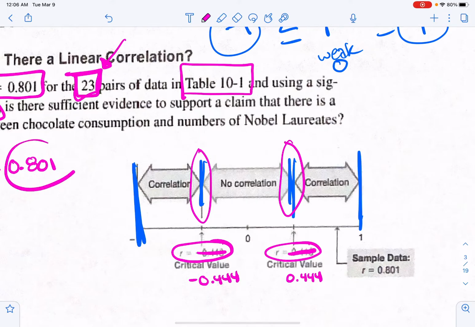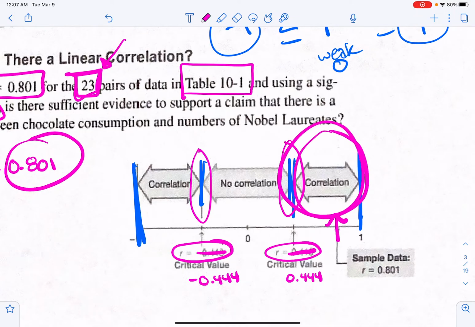0.801, still is going to live in the correlation section. So normally we would not assume that chocolate consumption and Nobel Prize winners would have a linear correlation, like the more chocolate you consume, the higher chance you have of winning a Nobel Prize. That's kind of how that works. But they are saying in this case there is a positive correlation between the two. As one increases, the other one increases.